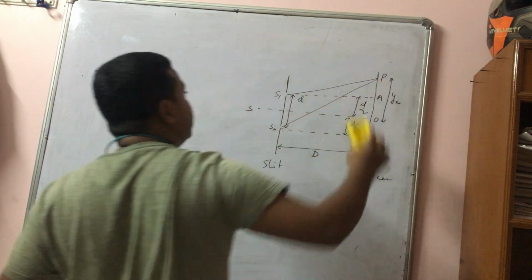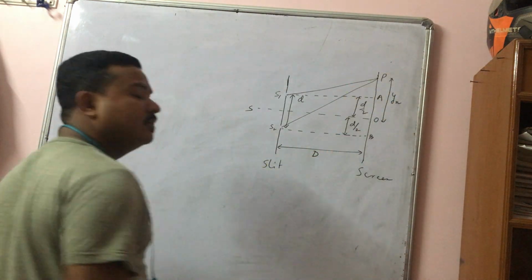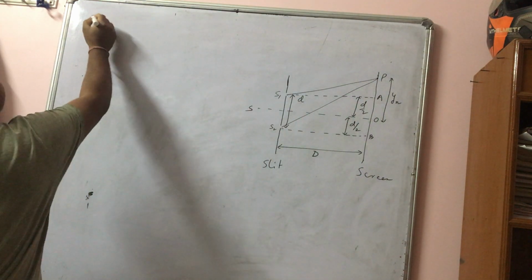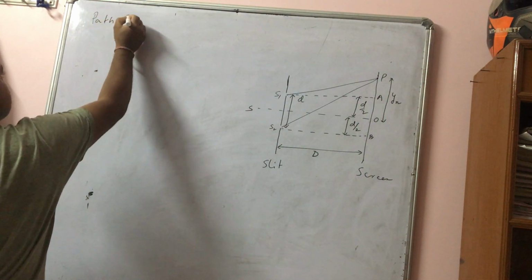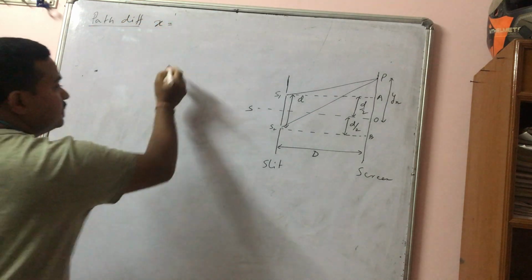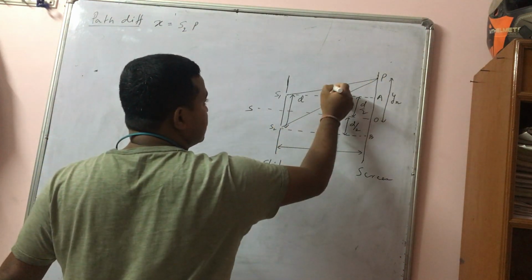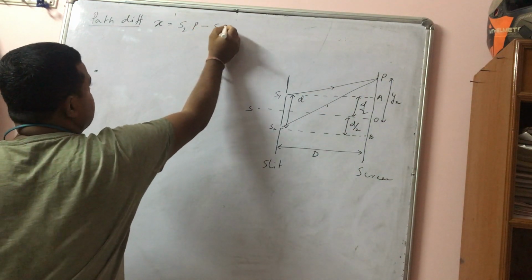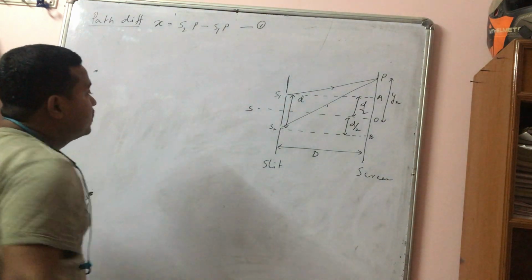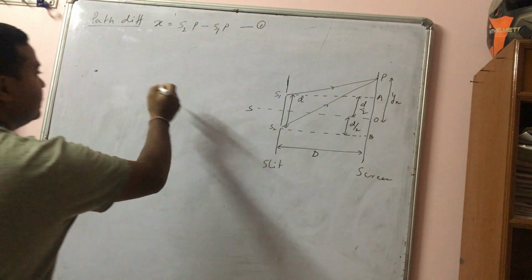Then after getting the path difference, you can easily find the conditions, that is the positions of bright and dark fringes. So first you find the path difference between these two. The path difference x is equal to S2P minus S1P. This is equation 1. So for that you have to know the value of S2P and the value of S1P.